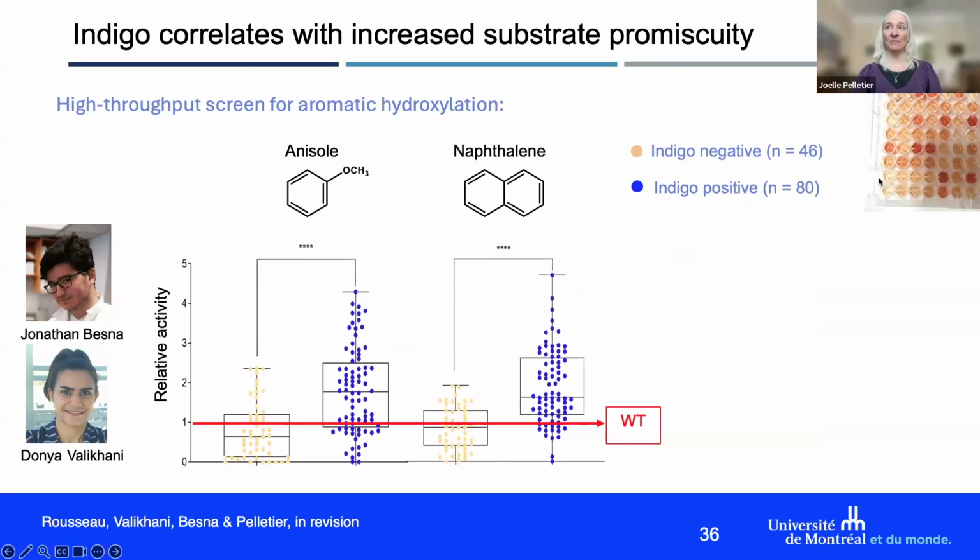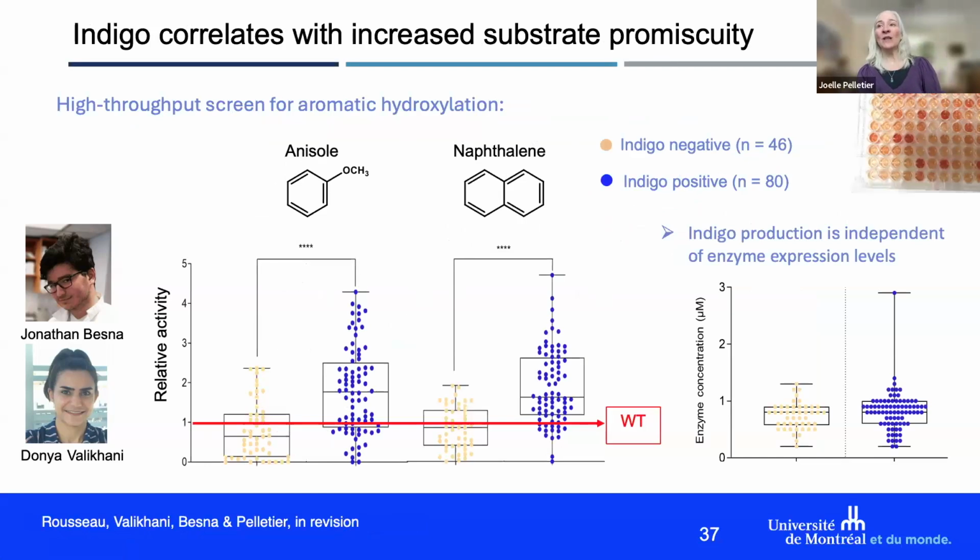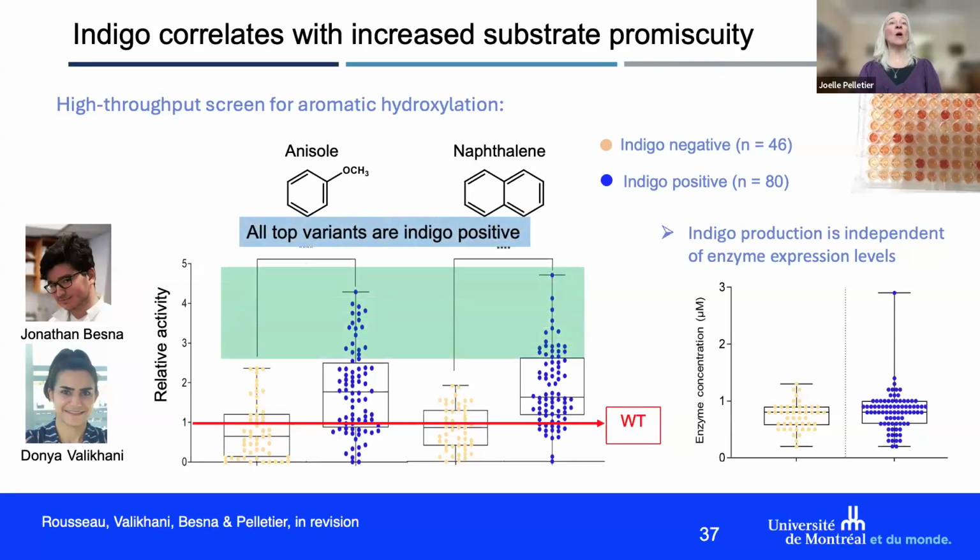So following hydroxylation, we can identify the products. For anisole, what we see is that the indigo positive variants here are much more successful on average, statistically, relative to the indigo negative variants. And this is also true for naphthalene. In particular, this does not relate to any difference in expression. Again, this is statistically. So it is actually reactivity that is changing. And we also note that all the top variants are indigo positive. And this is what interests us, most likely, those that are the most reactive.